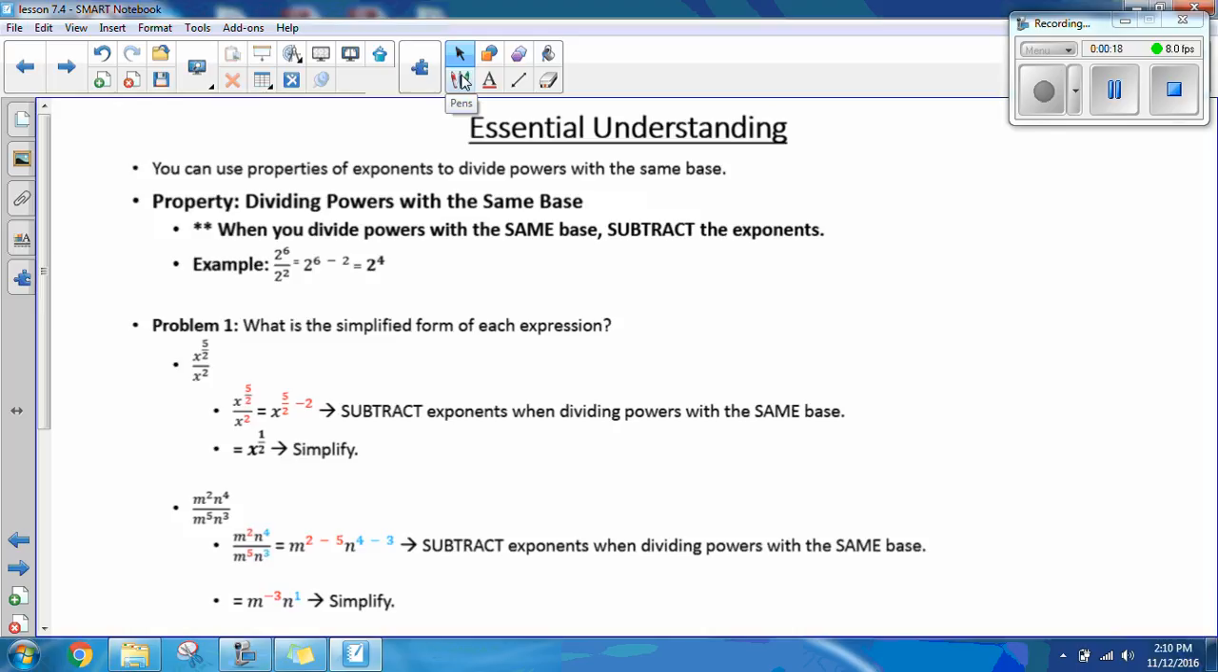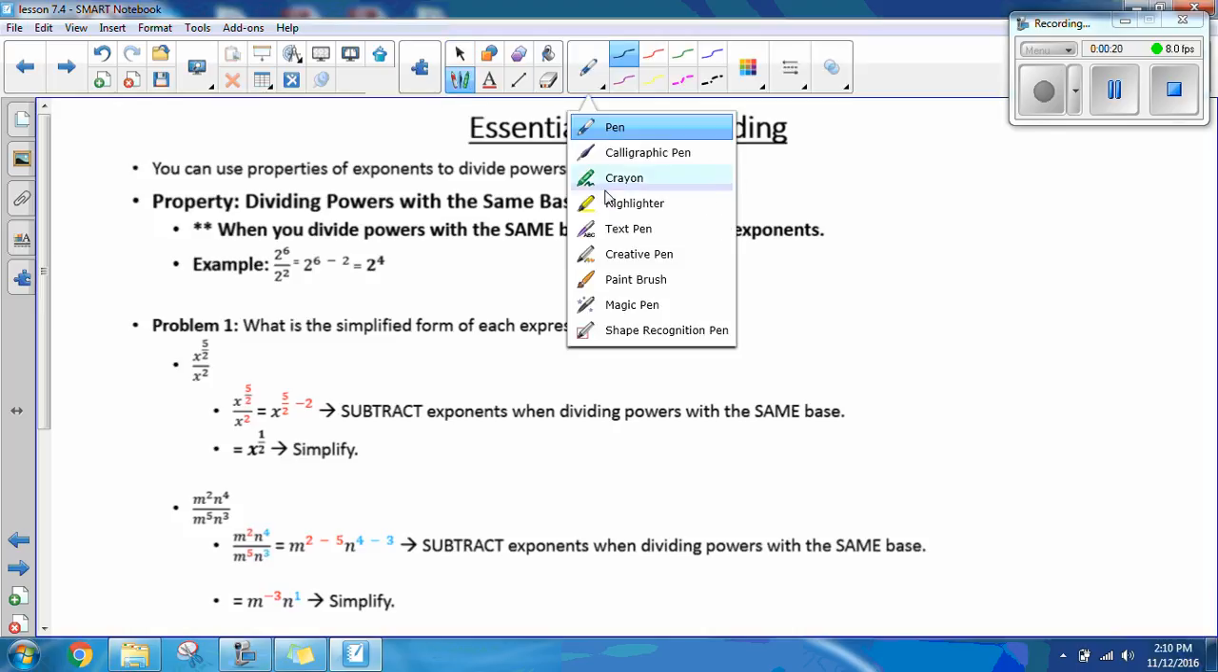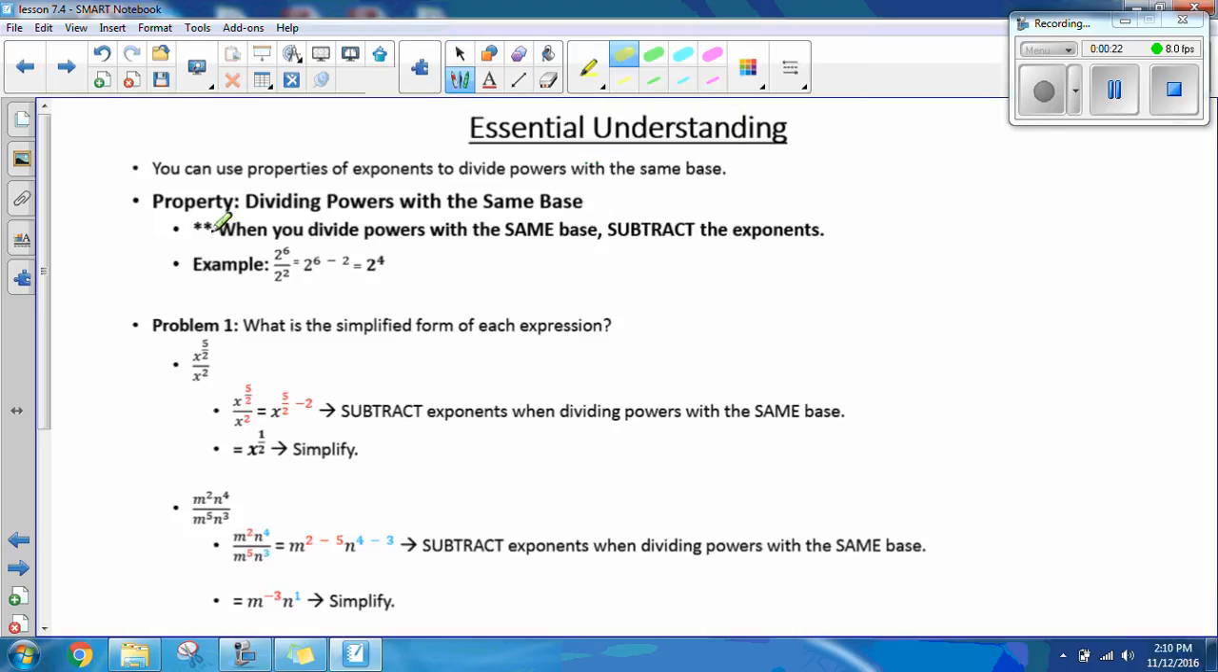Dividing powers with the same base. When you divide powers with the same base, subtract the exponents. For example, if we have 2 to the 6th power divided by 2 to the 2nd power, we can rewrite this as 2 with the exponent 6 minus 2, since we're just subtracting the exponents, and we get 2 to the 4th power.